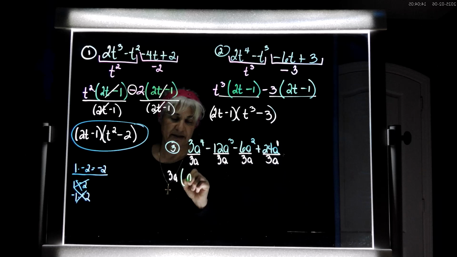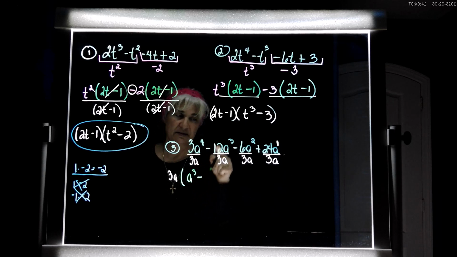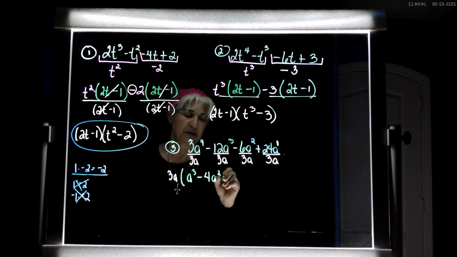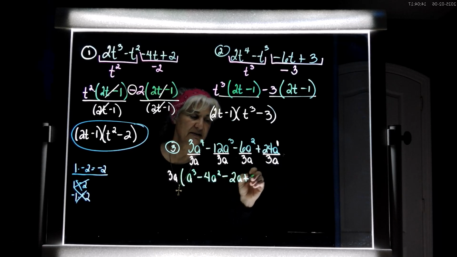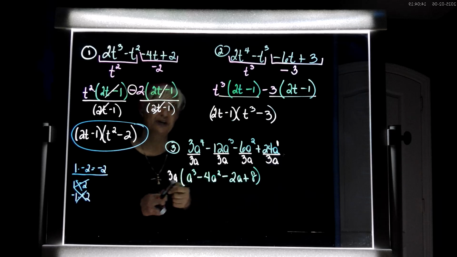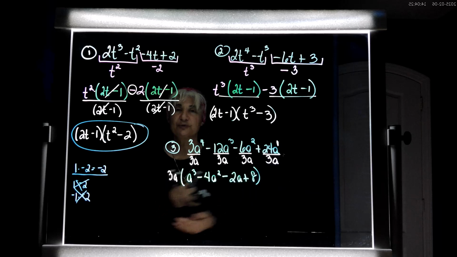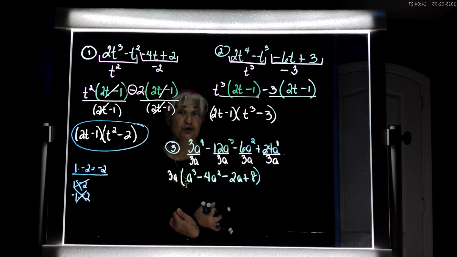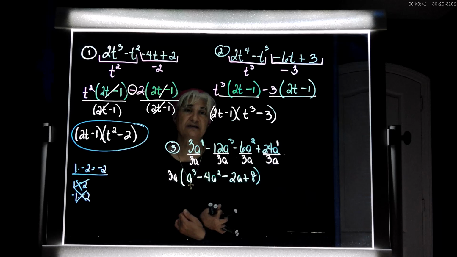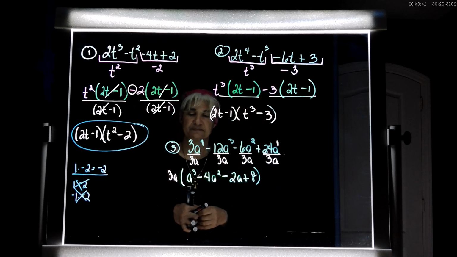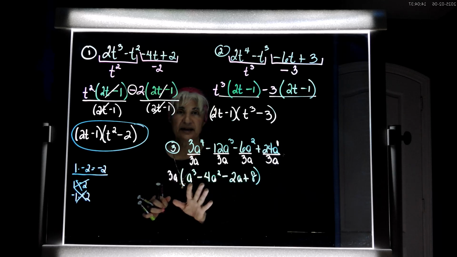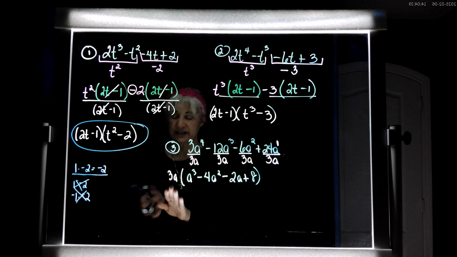So, A to the power of 3 minus 4A squared minus 2A plus 8. Good. Excellent. Okay. I still have 4 terms inside here, don't I? Which means you could probably still factor this by grouping. Now, here's the deal. I don't want us to get confused with this 3A here. It still needs to be here.